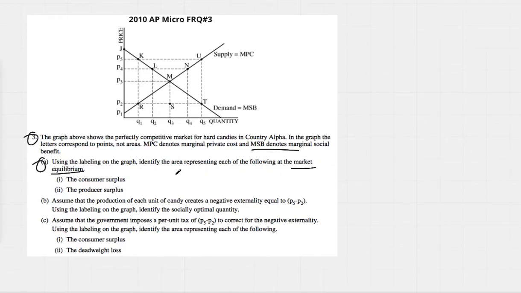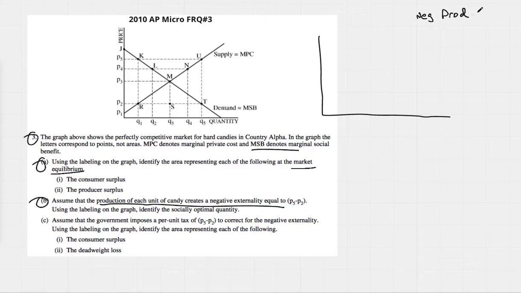So before we jump into this, if you read part B here, it says that the production of each unit of candy creates a negative externality. As soon as I know it's a negative production externality, I know how to draw this graph, and I know what it's going to look like. Negative always implies that we want less of this good. Production always implies there's two cost curves, right?